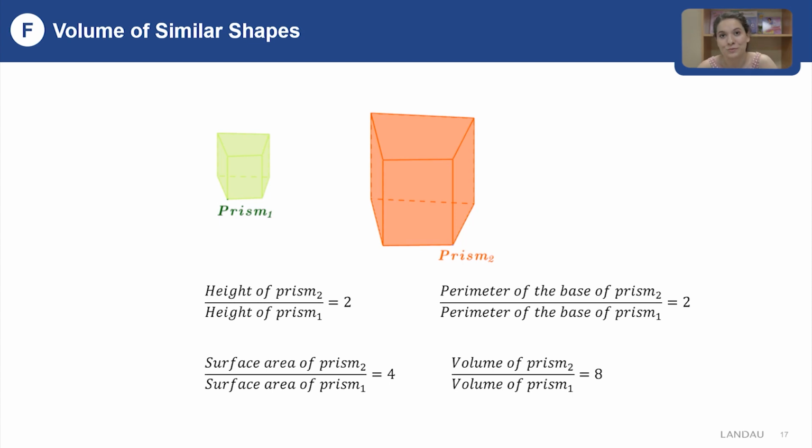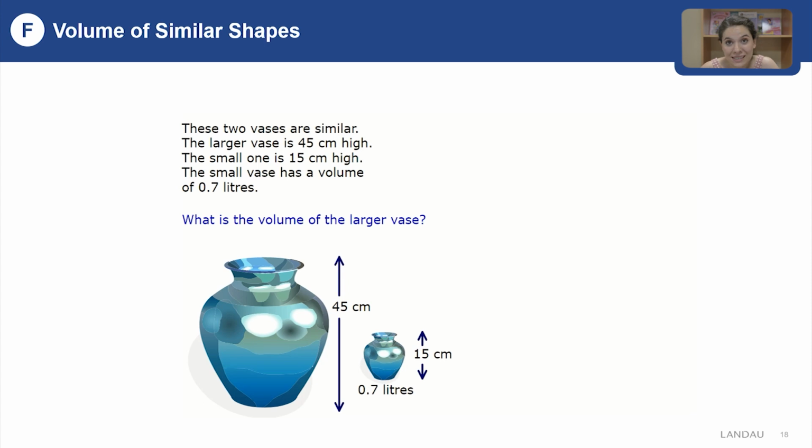Here we have two vases and they are similar. The larger vase is 45 centimeters high and the small one is 15 centimeters high. It says the small vase has a volume of 0.7 liters. We are required to find the volume of the larger vase.